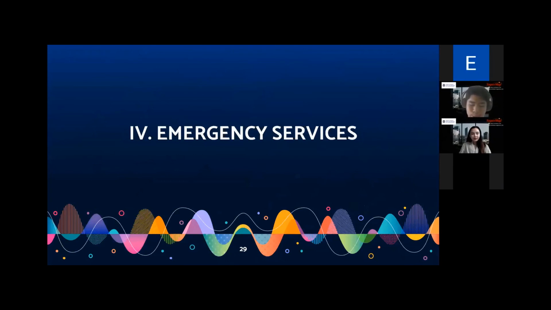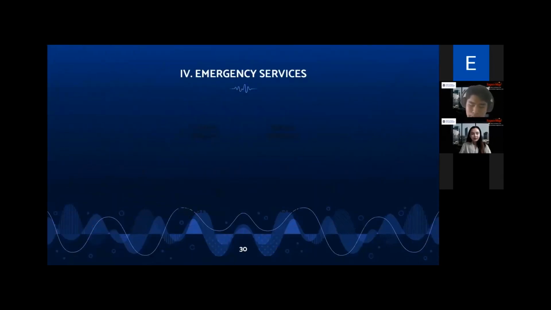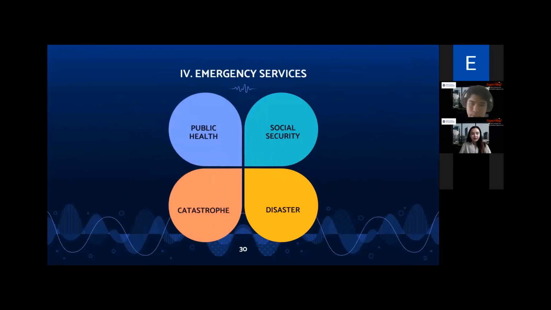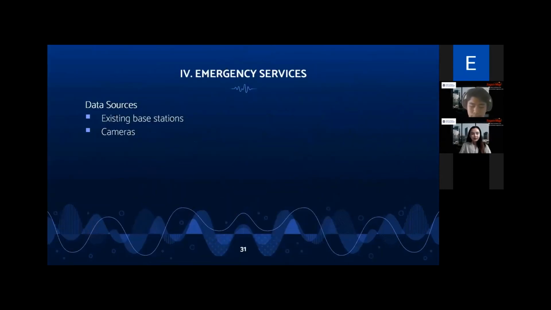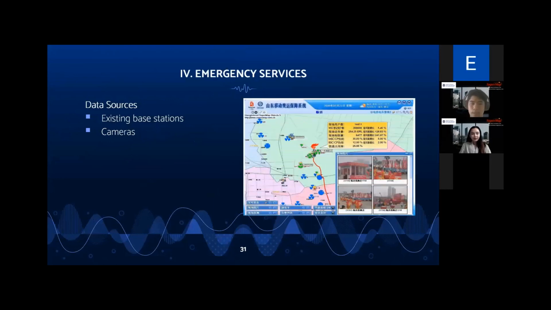Next, GIS solutions are also useful for the emergency services of telecommunications. The kinds of emergencies that we see wide use of in telecommunications are emergencies relating to public health, social security, catastrophes, and natural disasters. So for this, we are presenting the case of the use of GIS solutions in the Beijing Olympics.